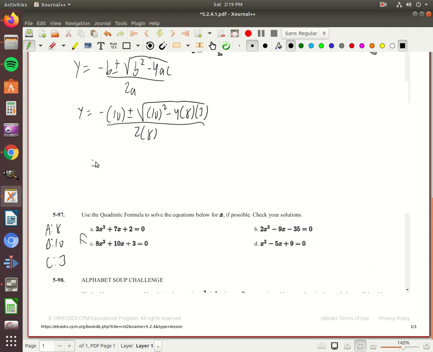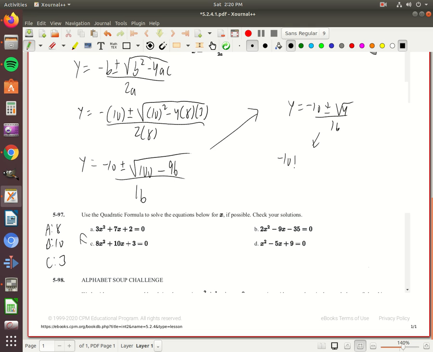So I will get negative 10 plus or minus the square root. 10 squared is 100 minus, here 32, so minus 96. All of that is over 16. So if I go up here, I'm going to get y equals negative 10 plus or minus the square root of 4 over 16. So I get negative 10 plus 2. The square root of 4 is 2, right?